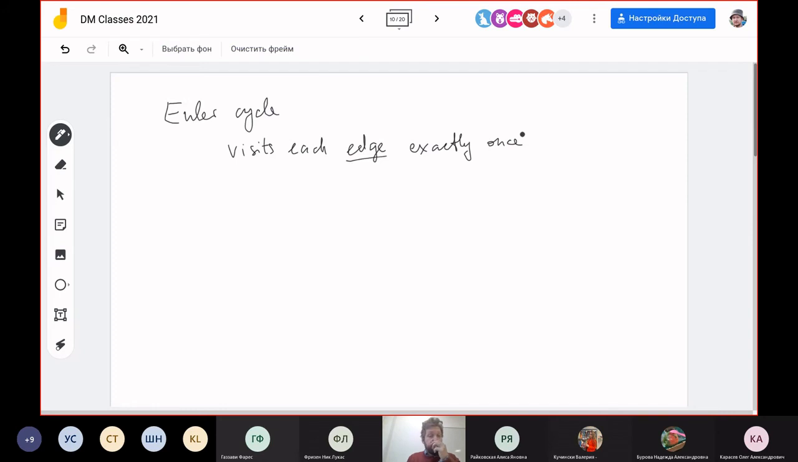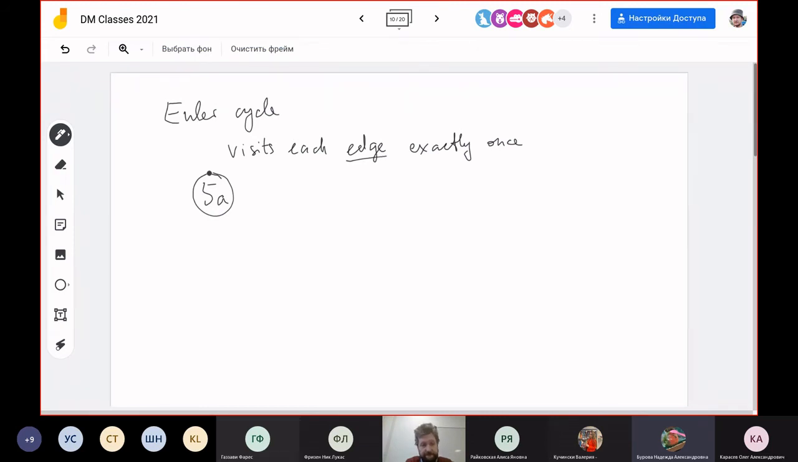So how do you think? This is only problem 5a. You have to determine for a given graph whether there exists an Euler cycle. You do not need to construct it, just have to determine whether it exists. How do you think?